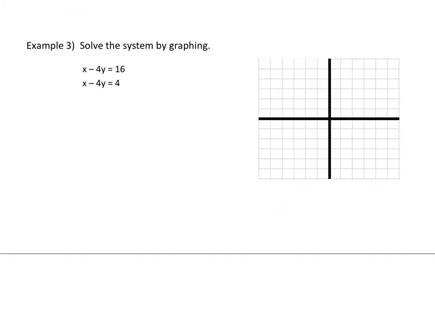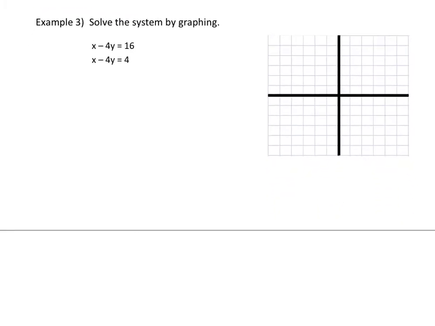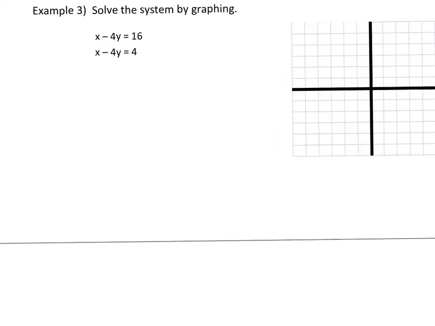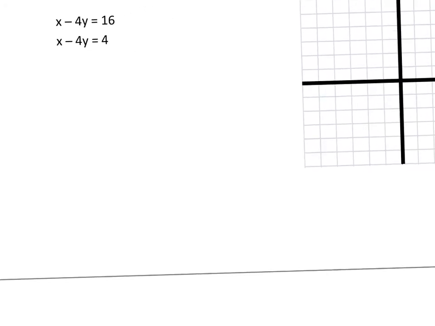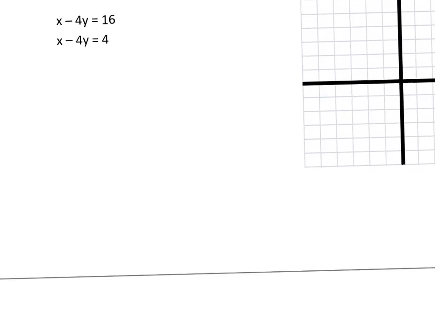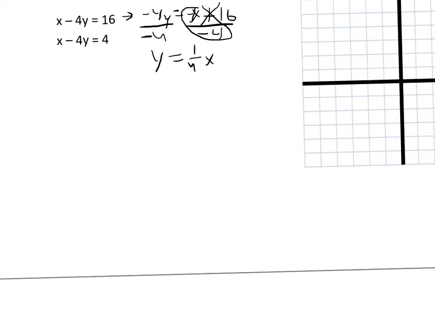Let's take a look at the next one, which is similar except it's not ready to be graphed. So we need to fix both of them. So again, I'm going to focus on these two equations. And the first one, I'm going to subtract x from both sides. I'm going to divide by -4. And I get y equals, and this fraction, -1 divided by -4 is 1/4 x. 16 divided by -4 is a -4.